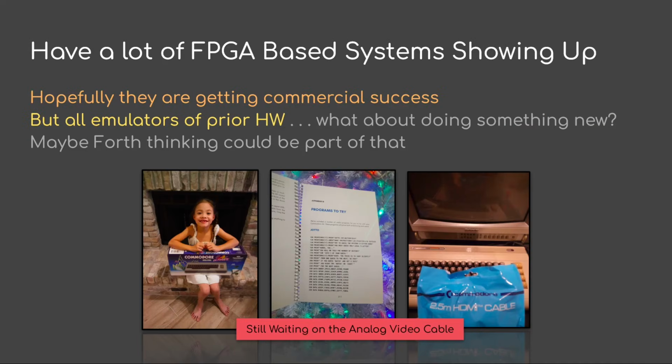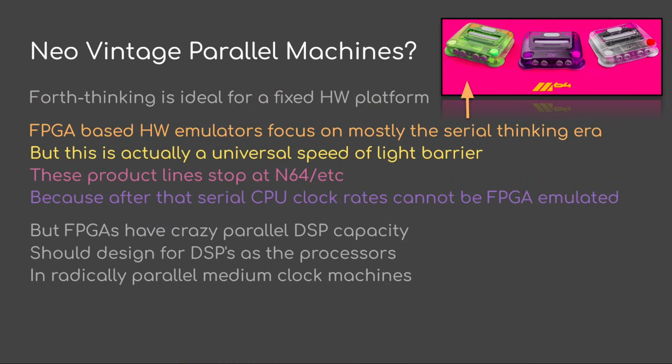We have a lot of FPGA-based systems showing up, and I'm hopeful that they're getting commercial success. But these are effectively all emulators of prior hardware. What about doing something new? Maybe Forth thinking could be a part of that. What about neo-vintage parallel machines? After all, Forth thinking is ideal for a fixed hardware platform.